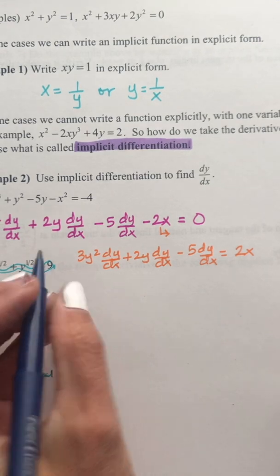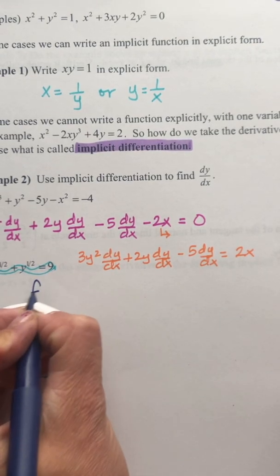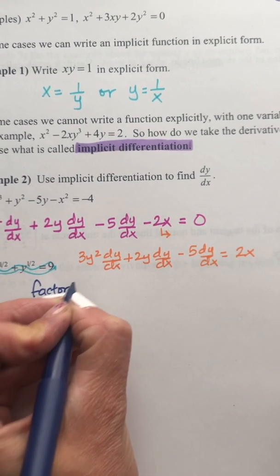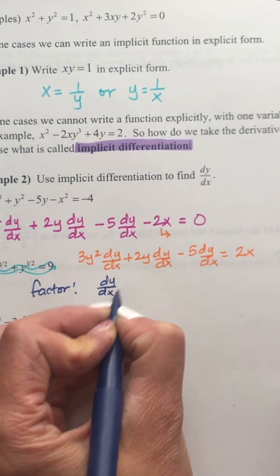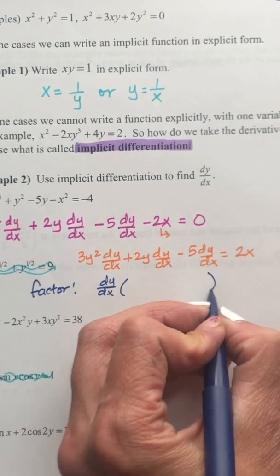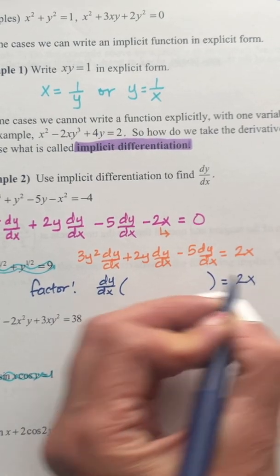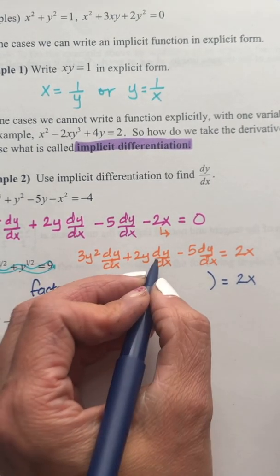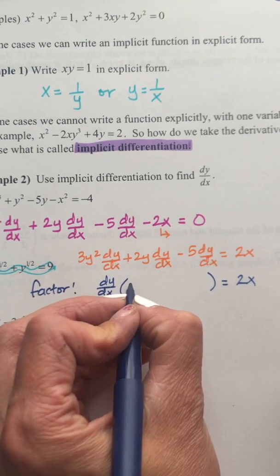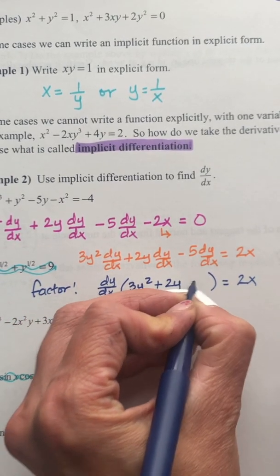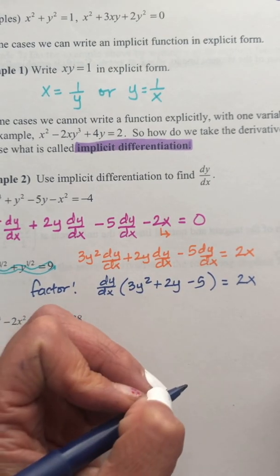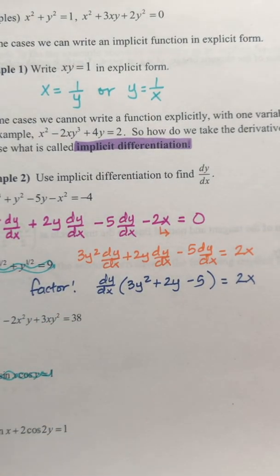Notice all three of these terms on the left of the equal sign have dy/dx. So guess what we get to do? We get to factor it out. Let's factor out that dy/dx. When we take out a dy/dx from each of those three terms, we'll have 3y squared plus 2y minus 5 left.